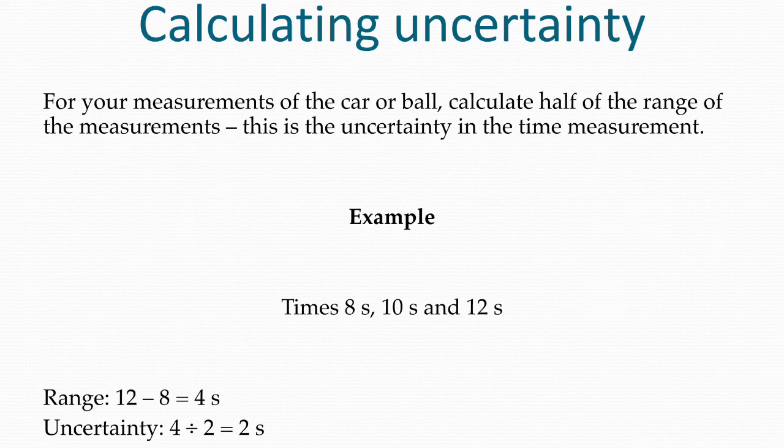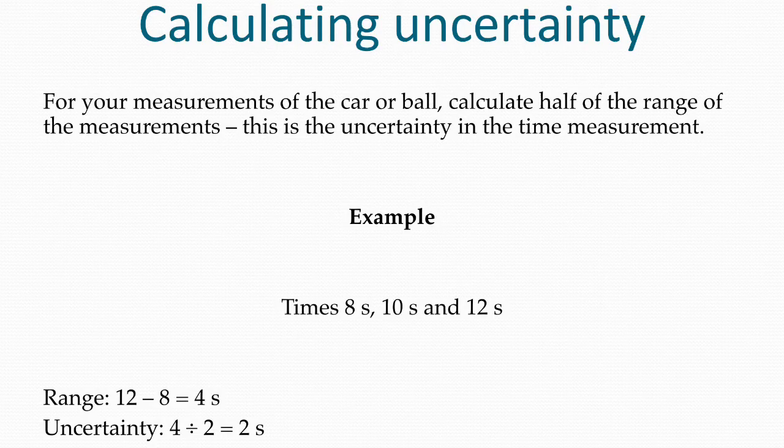We're now going to look at uncertainty. This tells you how reliable your values are. Now, we're just going to try and find the uncertainty of your experiment where you rolled the ball or the car down the little ramp. You will have 3 values for the time taken. And to find the uncertainty, you first of all need to find the range, which is just the difference between the smallest value and the largest value, and then you divide that by 2 for the uncertainty.